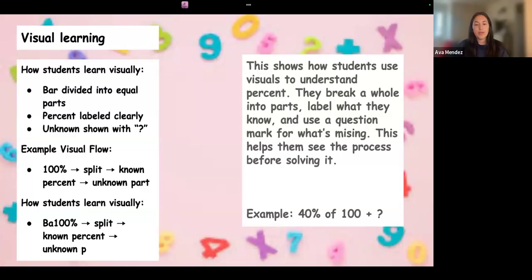This helps them see the full picture before solving anything. Next, they clearly label the percent they already know, and if something is missing, they use a question mark. This makes it easier to identify what they are solving for. The visual flow is important.